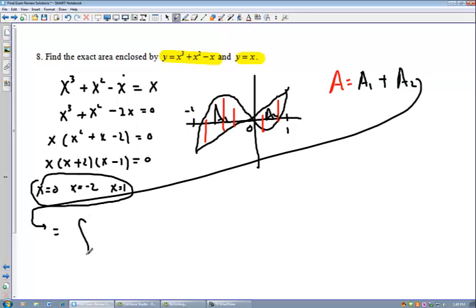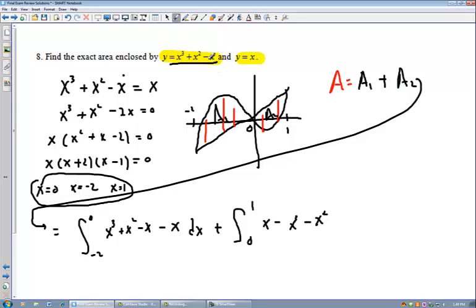A sub 1 equals the integral from minus 2 to 0. And the curve on top is this one here, x cubed plus x squared minus x. So I have x cubed plus x squared minus x, and then take away the curve on the bottom, so minus x dx, that's A1. Plus the integral from 0 to 1. Now the curve on top is y equals x. So I'll take x, and then I'll take away the curve on the bottom. So I'm going to take away this whole curve, so it's going to be minus x cubed minus x squared, and then a minus is going to be a plus x dx.